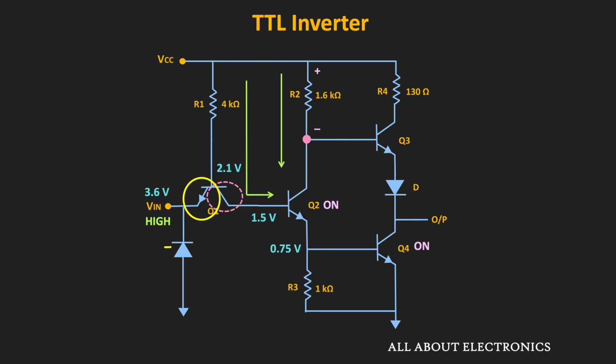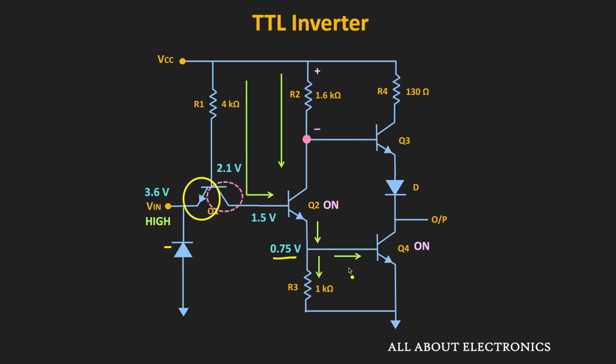So let us approximately find out what is the voltage at the base of the Q3. Here, the emitter current of the Q2 will get divided in two parts. Some current will flow through this resistor, while the remaining current will flow into the base of the Q4. And here, the drop across this 1K resistor would be around 0.75 volt.